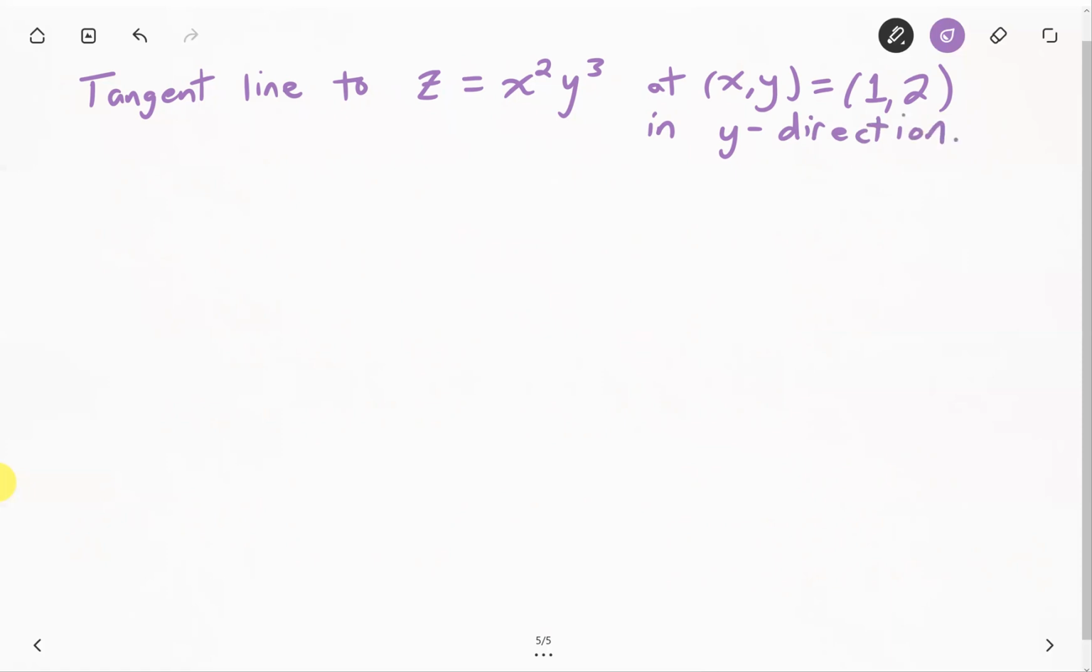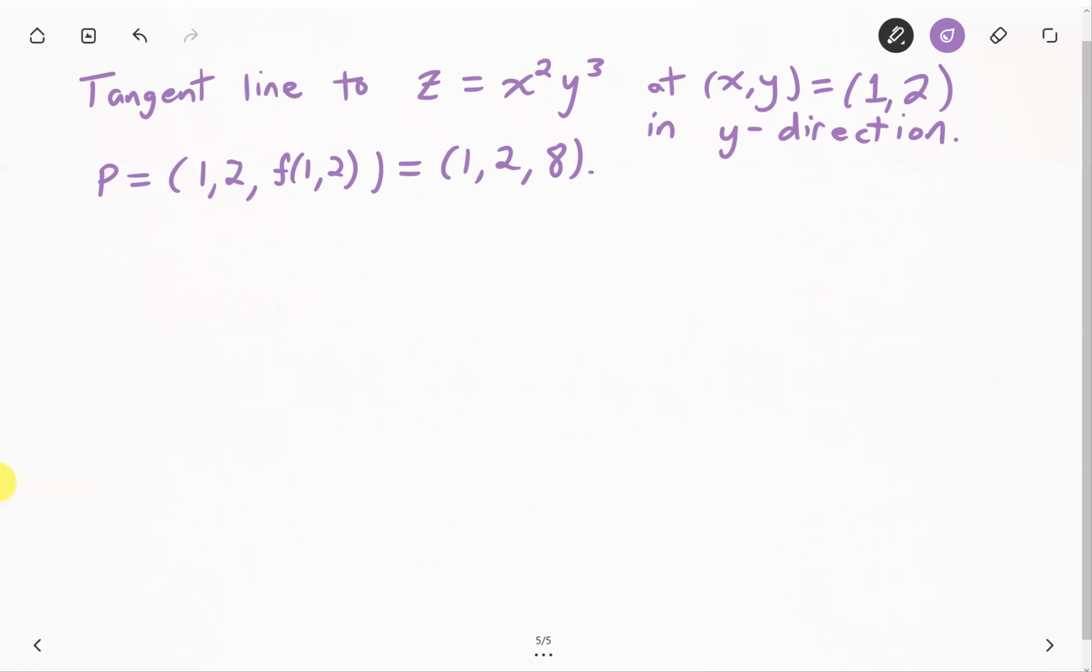Right. As always, we need two pieces of information to put together the equation of a tangent line. We need a point on that line and the slope of the line. And so for the point, fortunately, these are the same x and y values that we had before. And we plug those x and y values into our equation for z to calculate the z component. But just like last time, the answer is 8. So our point is 1, 2, 8.